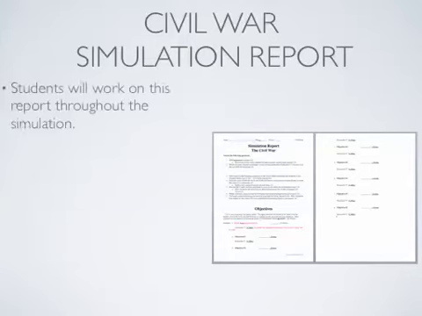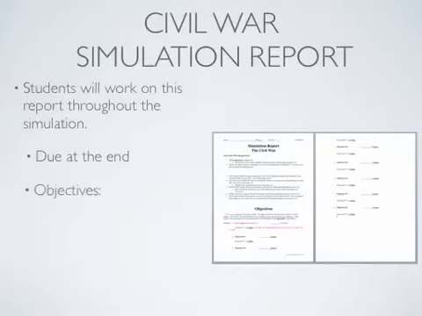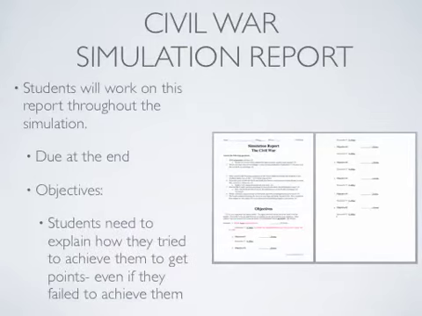Students have questions to be answered. During the simulation, they can work on this. They also have to type out their objectives and explain how they tried to achieve them. If a student tries to achieve their objectives and shows some effort, they usually get full points. If they don't make an attempt or do something that goes against what their objectives were, then they lose those points. They can work on this during the simulation and turn it in at the end.